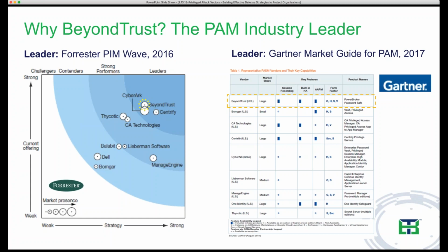And if you're trying to understand why BeyondTrust, look, these two graphs state it clear enough. We do expect refreshes in 2018. We're clearly a leader in the Forrester PIM from 2016. It's nice to be the highest, and also the only vendor to be fully across the board in the Gartner market guide with everything checked off in terms of feature sets and platform support.